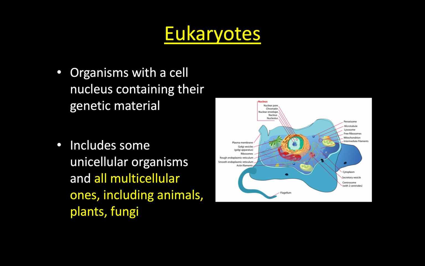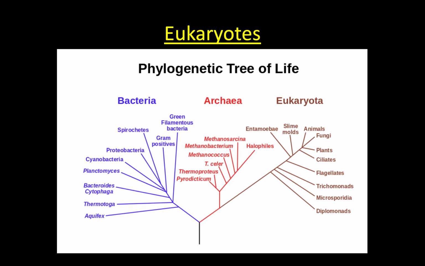So, eukaryotes. Eukaryotes, by their definition, are organisms with a cell nucleus containing their genetic material, meaning they have membrane-bound organelles. All right, so you are a eukaryote. All multicellular organisms are eukaryotes. They can be unicellular, though it's not terribly common, but all multicellular organisms are eukaryotic. Okay? So again, here is our tree.